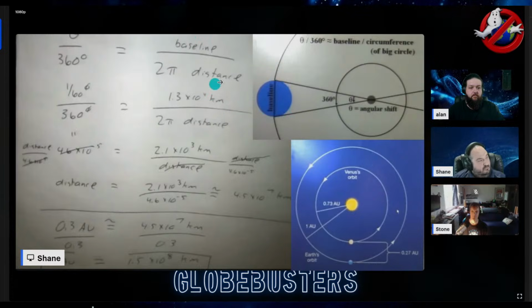Only when you plug in one of these knowns, and the known that he plugs in is this baseline, which if this is Earth, is representing the whole diameter of Earth. So you can only get the distance to the sun by knowing exactly the radius of Earth, so that you can use 2 times the radius to get this diameter, so that you can plug in this baseline distance to get the true distance. So it's all just broken down as the radius.